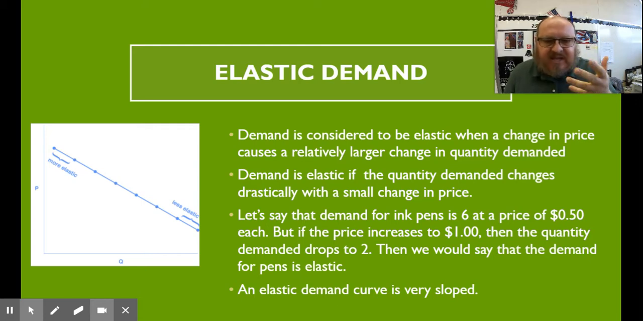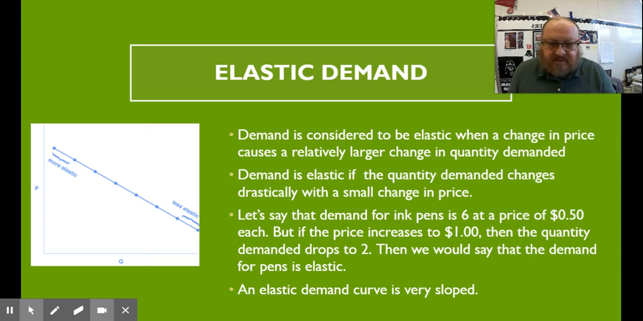Let's say ink pens. The quantity demanded for ink pens is 6. People will buy 6 ink pens if the price is 50 cents each. But if the price increases to $1, then the quantity demanded drops to 2. That's a big stretch, right? Somebody took that rubber band and really stretched it out. It's a big change. When there is a big change, that's elasticity. So this demand for pens is definitely elastic.